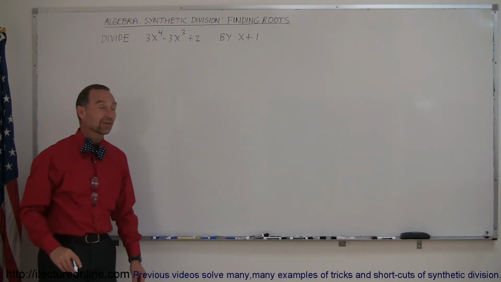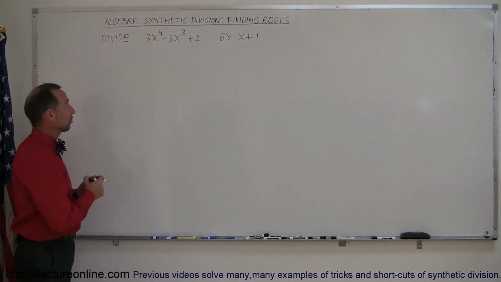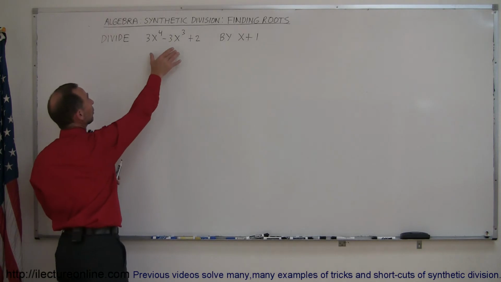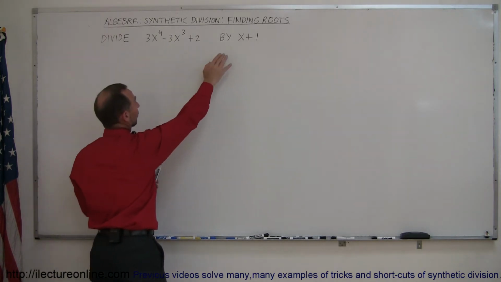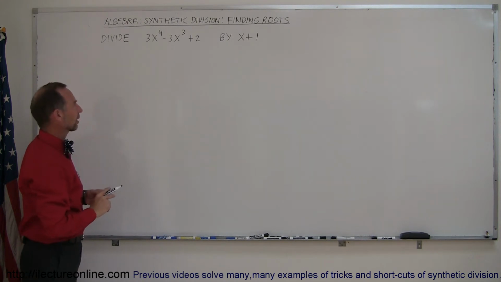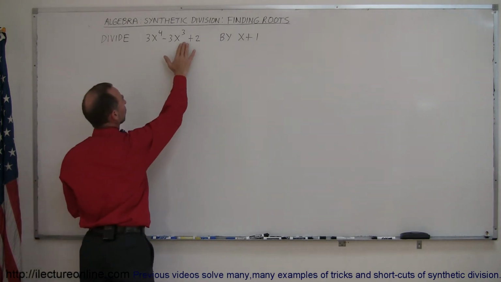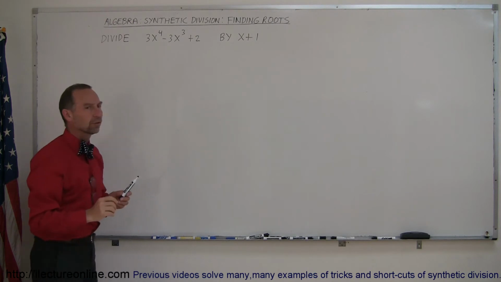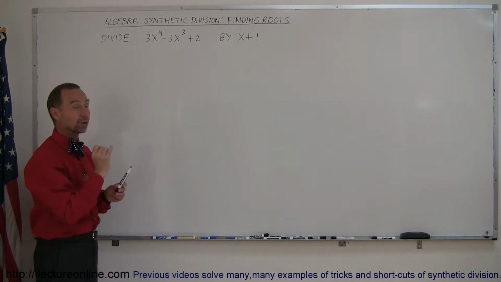Our last example on synthetic division goes back to just simply doing a division. We have a polynomial to the fourth order, and we're supposed to divide it by x plus 1. So how do we do that? Well, it looks like we're having some missing terms. The x squared term is missing. The x to the first power is missing. So we're going to insert those terms with a 0 coefficient.